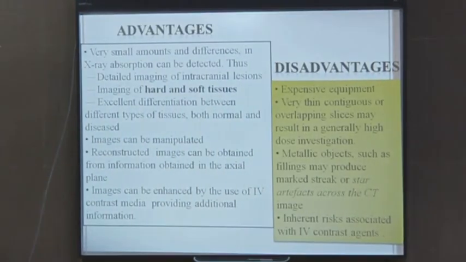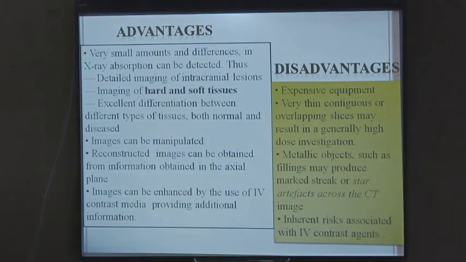And the major problem is your metallic artifacts. If you see a metal object on an IOPA, it will appear as a radio opaque structure. But if you see it in a CT, you will have streak artifacts, like a brush border appearance. So that is a major disadvantage of your CT. It will obstruct your imaging quality.